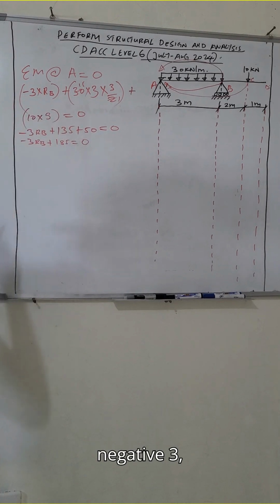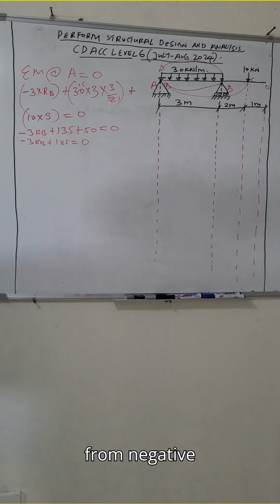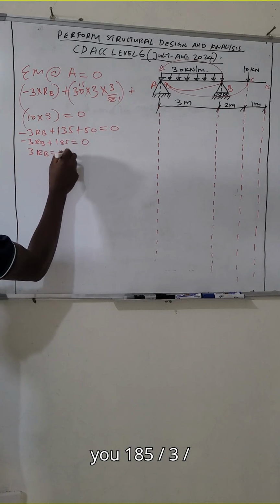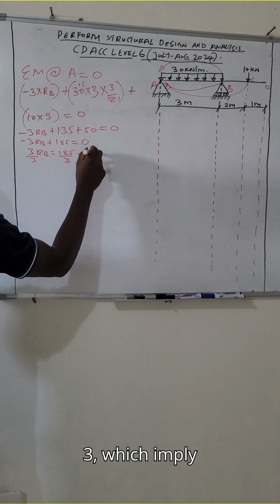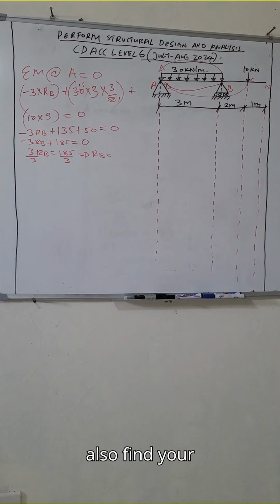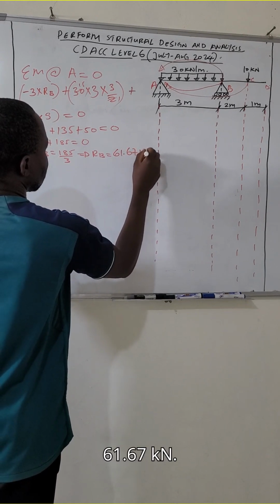This negative 3, when it crosses to the other side, changes sign from negative to positive. So 3RB should give you 185, so RB equals 185 over 3. You can also punch your calculator. 185 divided by 3 is 61.67 kilonewton.